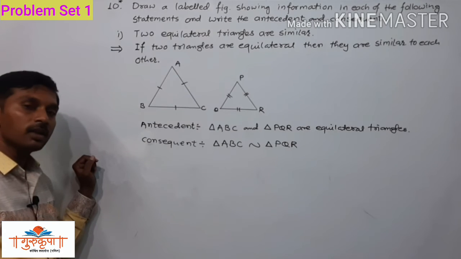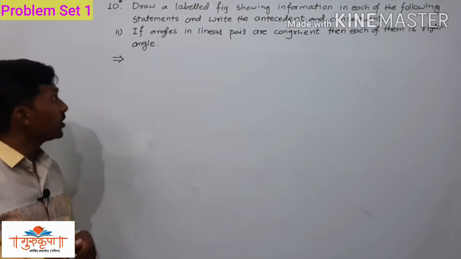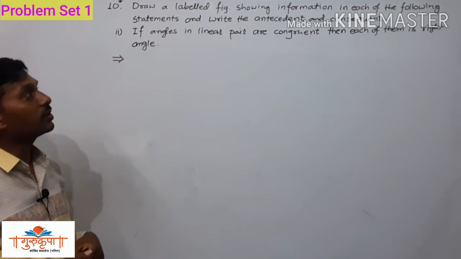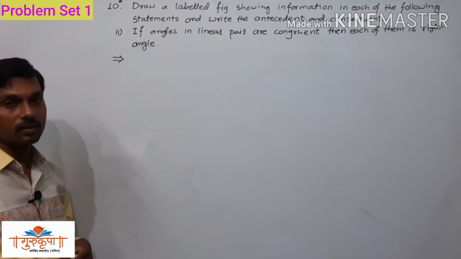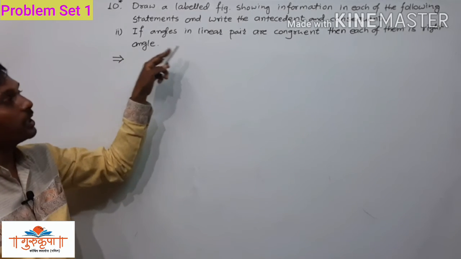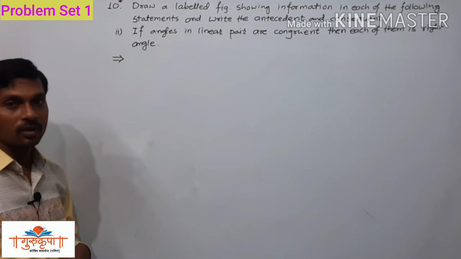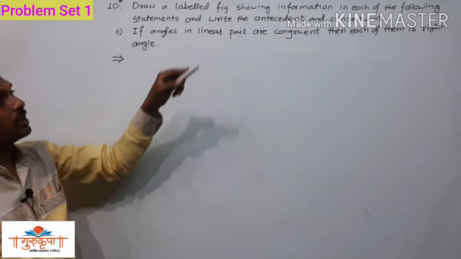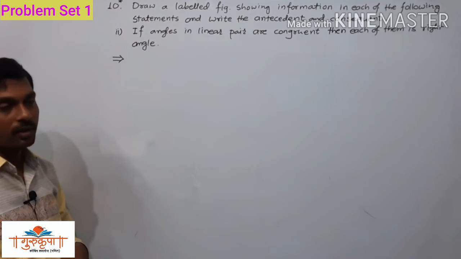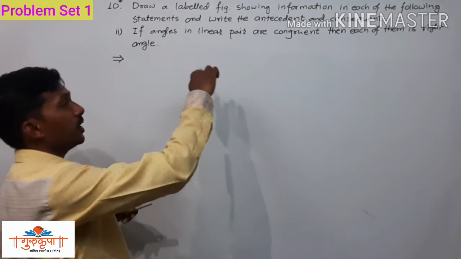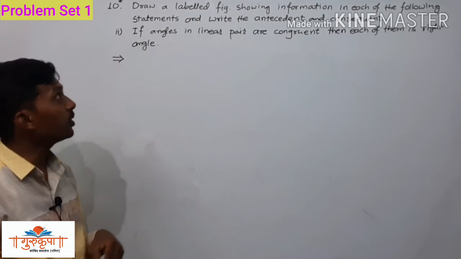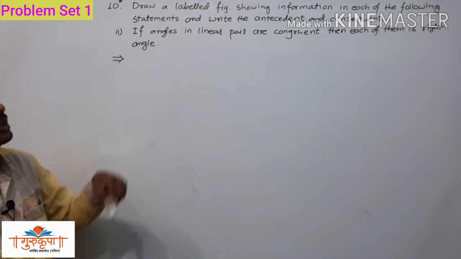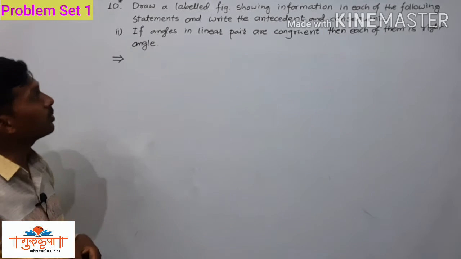Now we will take the second example. The second statement given is: if angles in linear pair are congruent, then each of them is a right angle. Here the given statement is already in if-then form. So directly we will draw a labeled diagram and then write the antecedent and consequent. Without plotting a diagram we are able to write the antecedent and consequent, but first we have to draw a labeled figure showing the information given in the statement.